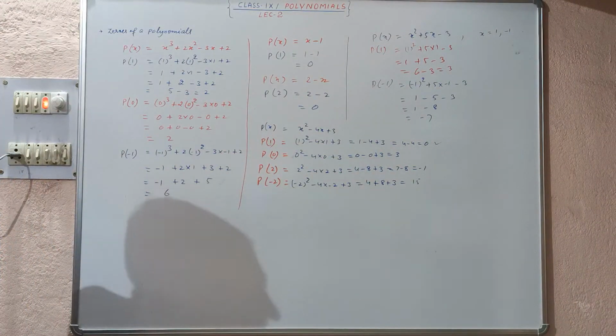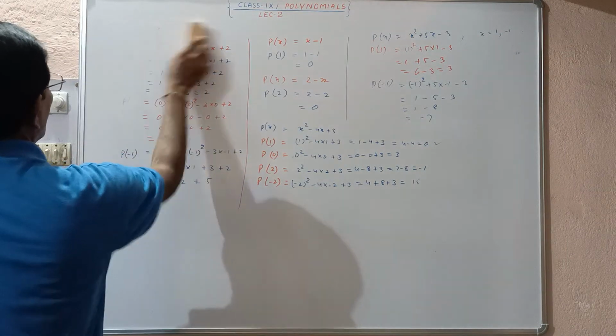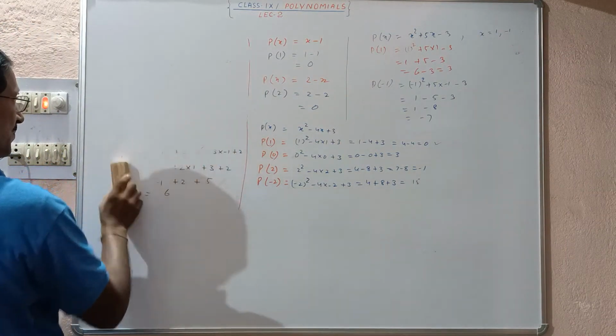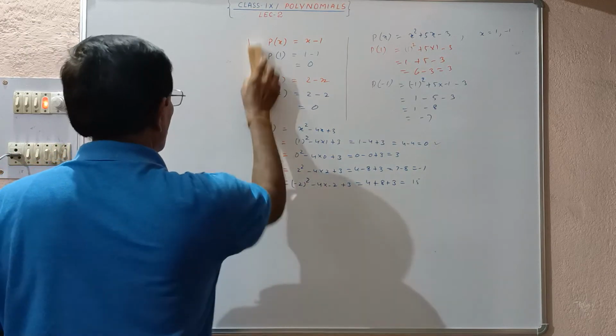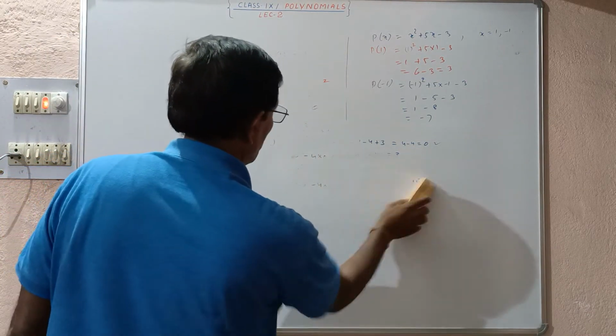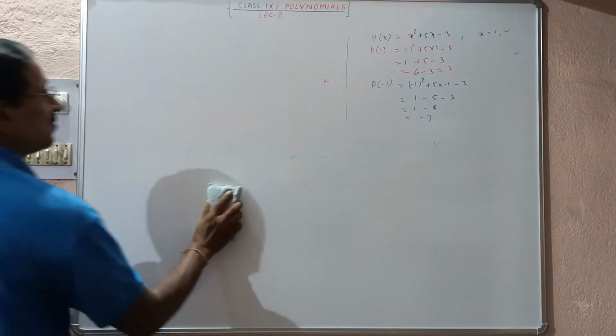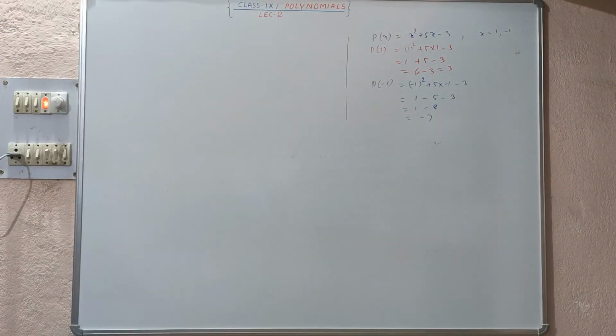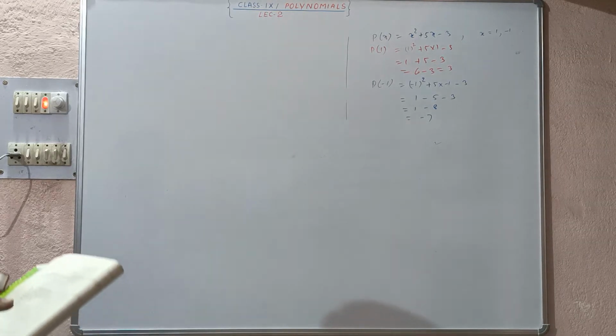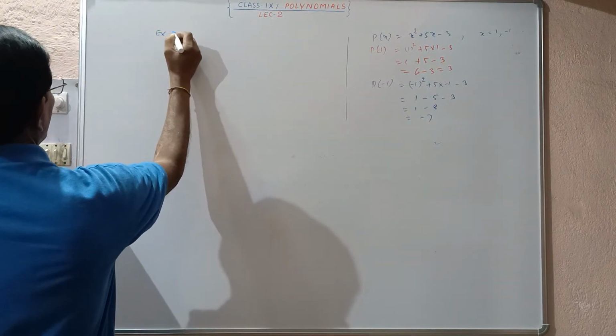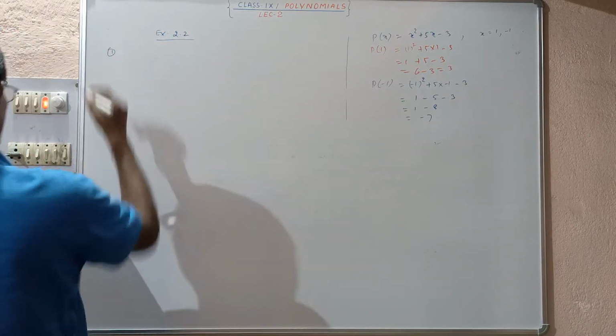How do we find the zero of any given polynomial? Let us see how we find the zero. Let us take some examples from the book. We see exercise 2.2, NCERT exercise 2.2.